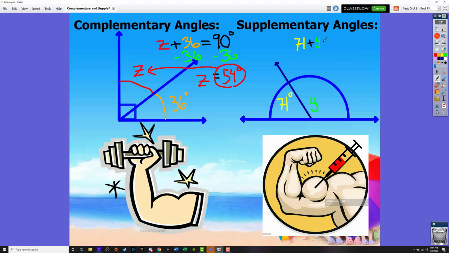When I add that to angle Y, whatever it is, I know that the answer is going to be 180 degrees. We need to get Y all by itself, so we need to cancel out this positive 71 right here. So I'm going to do that by subtracting 71 from both sides. That makes this equal 0. So it cancels out. And then we end up with Y is equal to 180 minus 71, which gives us 109. Okay, so we know that angle Y down here is equal to 109 degrees.